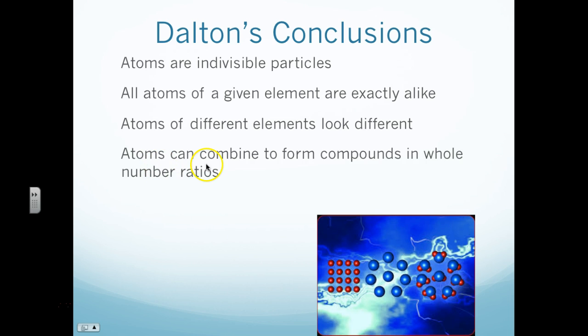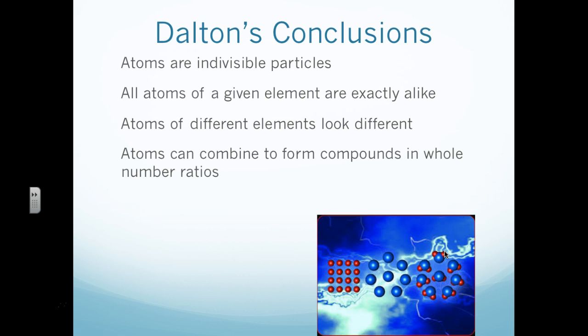He also said that atoms can combine to form compounds in whole number ratios. So for example, atoms can have a chemical reaction in which they combine in a whole number ratio. For example, hydrogen can combine with oxygen to make water. But it's always going to be 2 parts hydrogen for 1 part oxygen every single time. So every single water is always going to be 2 hydrogens and 1 oxygen. It's always a whole number ratio. And that's where we get the term H2O, 2 hydrogens, 1 oxygen.